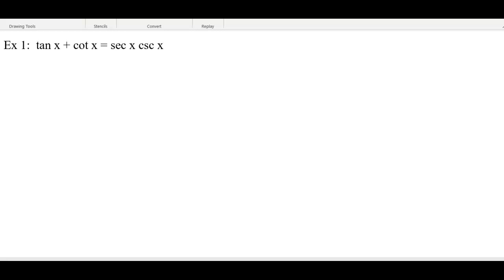Like always, pick one side. Which side's more complicated? Certainly the 2 terms being added is more complicated than a simple product. So I'm going to start with tangent of x plus cotangent of x. And in this problem, I see 2 terms, not sure how to combine those. I'm going to rewrite everything in terms of sine and cosine. So tangent is sine of x over cosine of x.